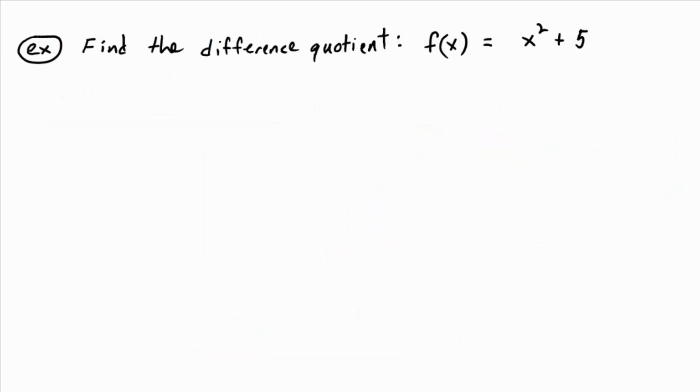Find the difference quotient for f of x equals x squared plus 5.